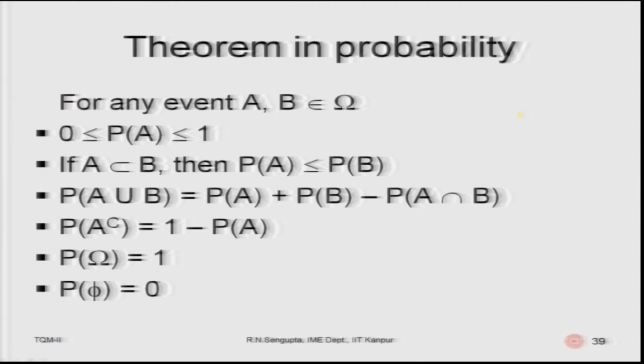If A is a subset or a proper subset of B, then the probability of A would definitely be less than or equal to that of B, because probability cannot go negative. So, it has to basically increase. It can be 0. So, obviously, in that case P(A) is equal to P(B).